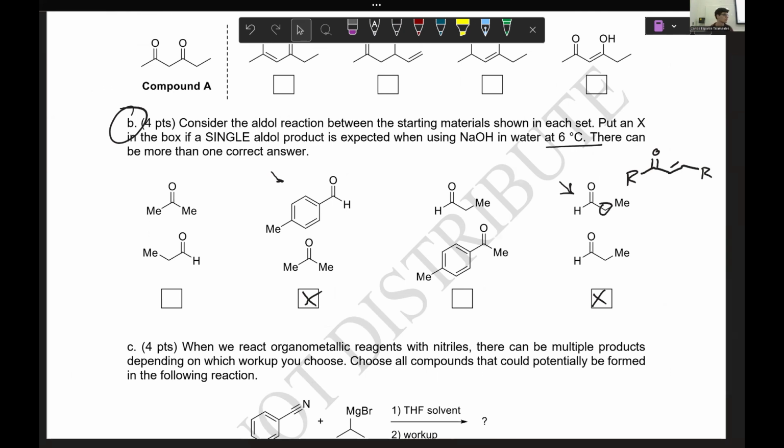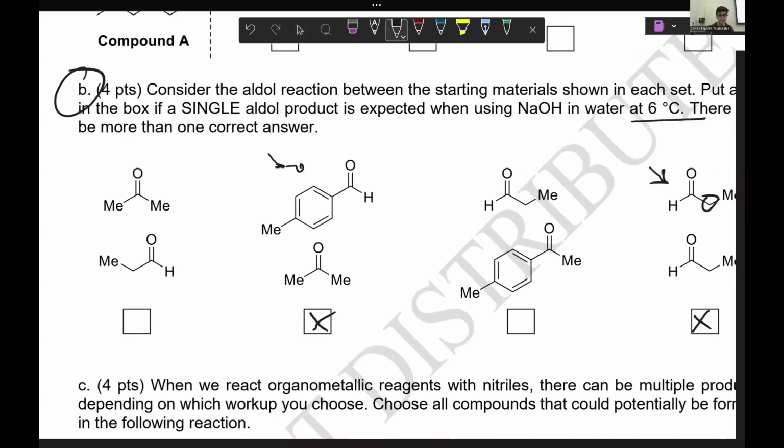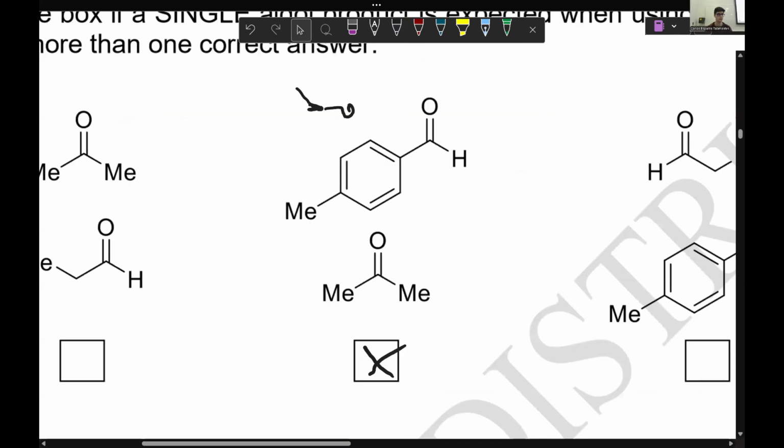Why is it the second? The second one, this one? So for this one, the second one, we only have one nucleophile and one electrophile. Do you know which one the nucleophile is? It's going to be the bottom one, actually. The nucleophile is the one with alpha protons, the one that's able to be deprotonated and have that electron density.